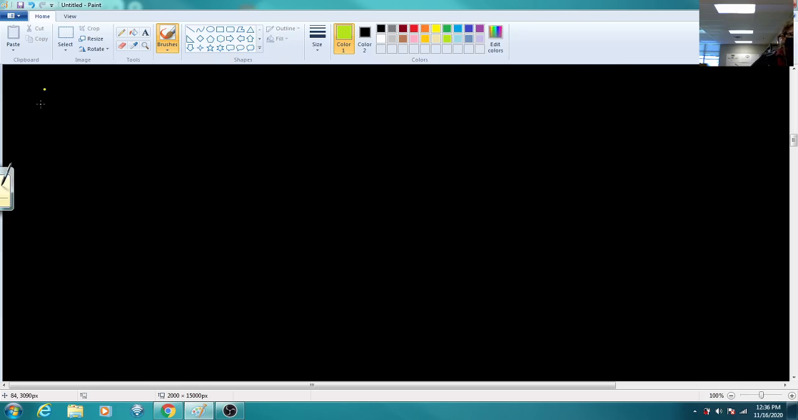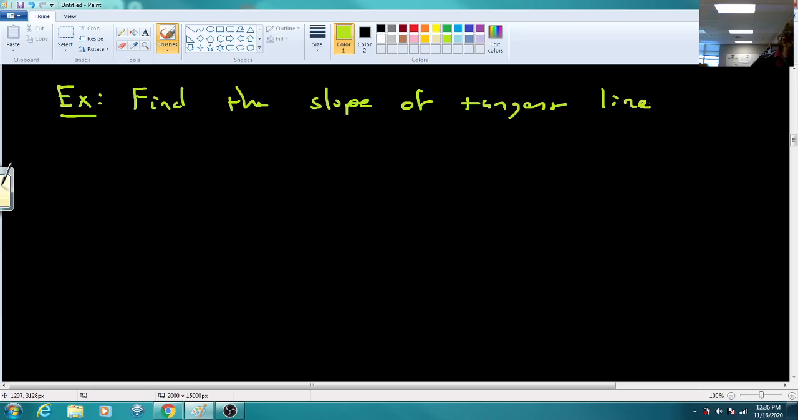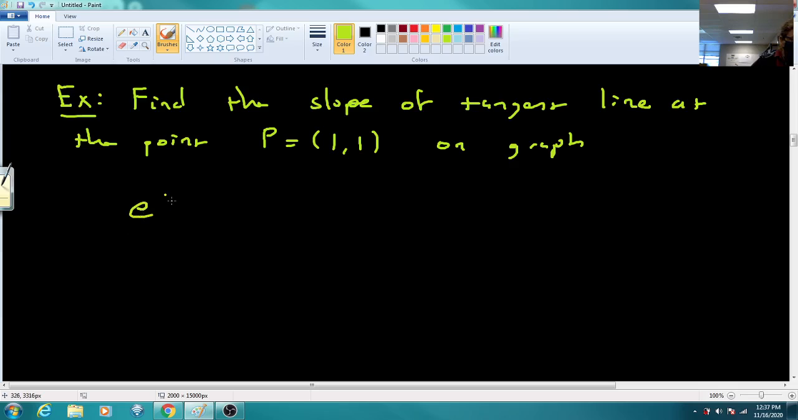So we have 2 more examples to do. We want to find the slope of the tangent line at the point (1, 1) on the graph of e to the x minus y equals 2x squared minus y squared.